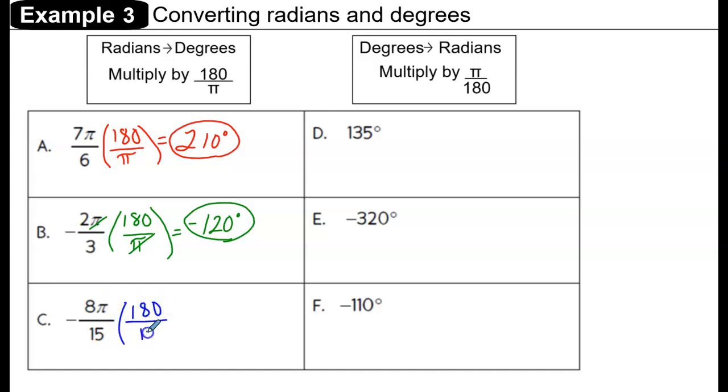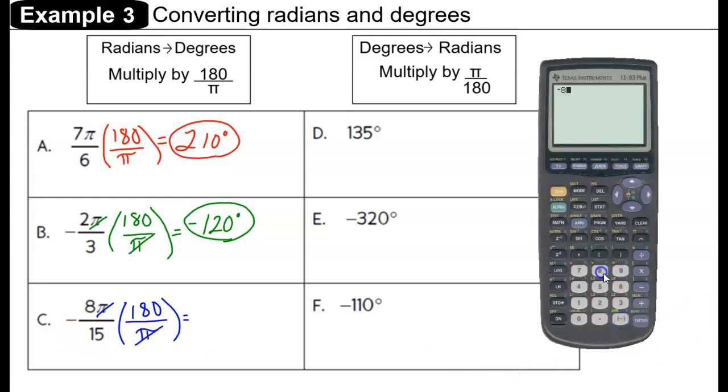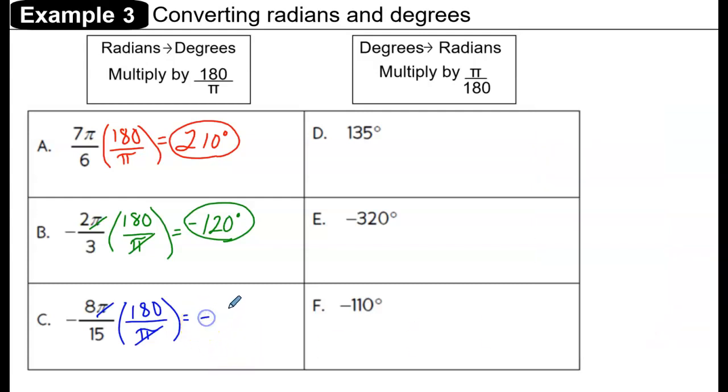And then in problem C, negative 8 pi over 15, we're going to multiply that again by 180 degrees over pi radians to convert. And the pi in the numerator cancels with the pi in the denominator, leaving us with negative 8 times 180 degrees divided by 15, and that's negative 96 degrees.